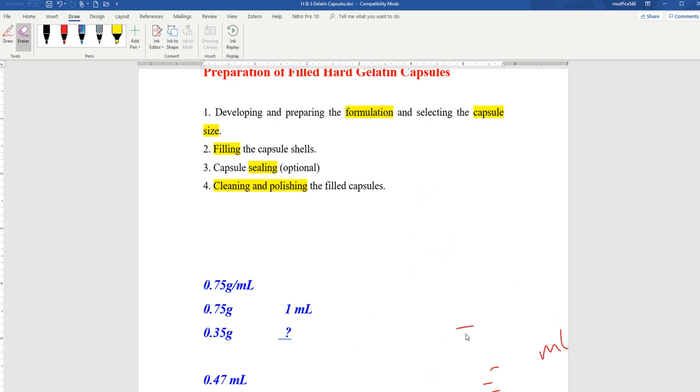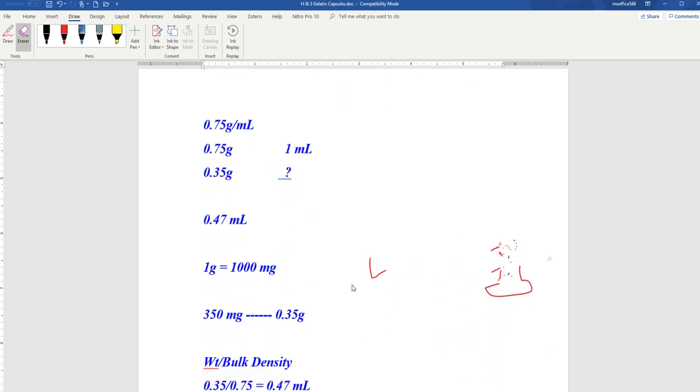I mean, when choosing the capsule size, there is more than one way. It's not just one way. I just described to you two ways so far. Okay.